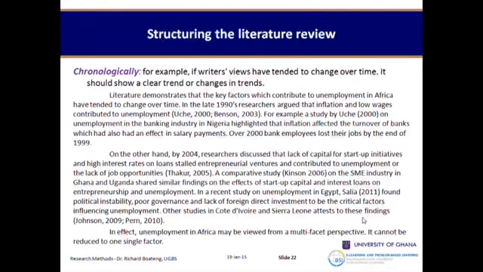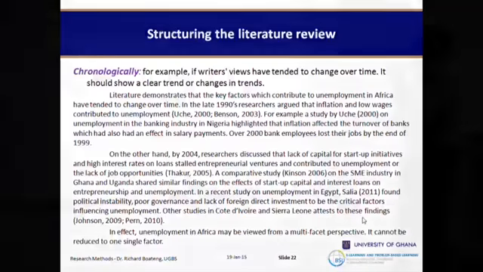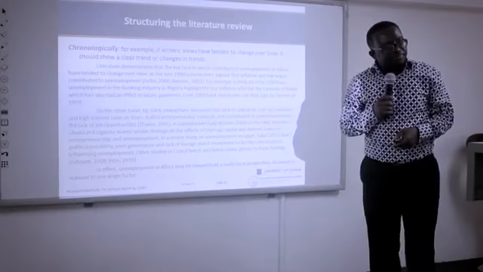What are we trying to say? Now, all this, for example, is an illustration of what has been pointed out in the first instance. In the first instance, he said that in the late 1990s, researchers argued that inflation and low wages contribute to unemployment. And he mentioned Uche 2000. So to illustrate it, he illustrated Uche 2000's paper. That is what you see here. And he pointed out that this is what happened in Nigeria.